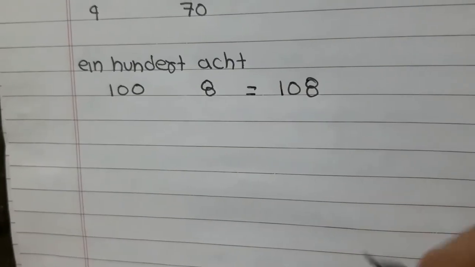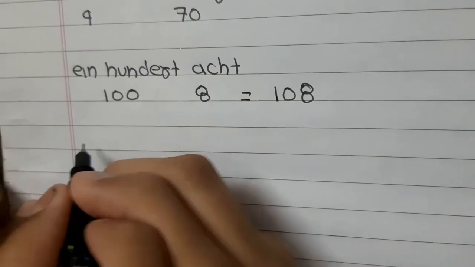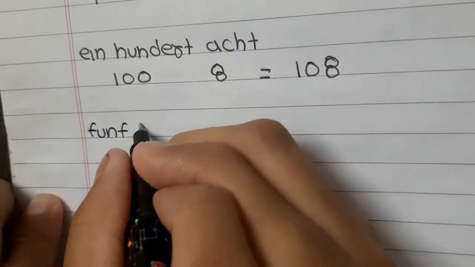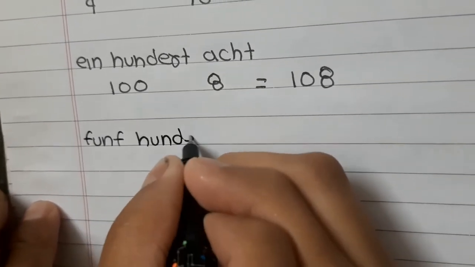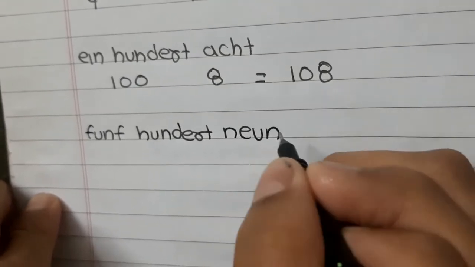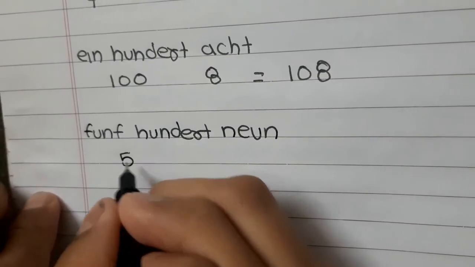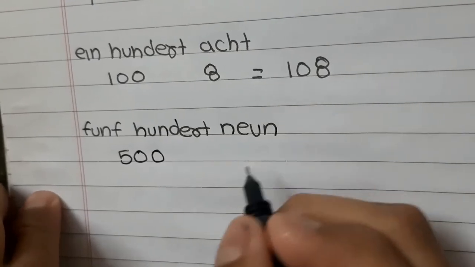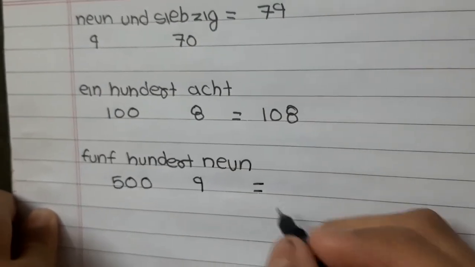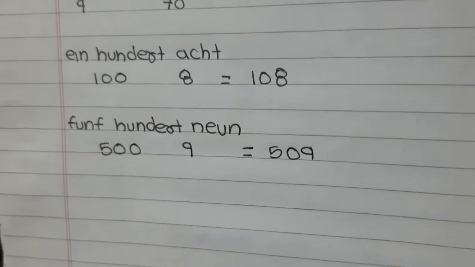Another German number is fünfhundertneun. Fünfhundert is 500. Neun means 9. 500 plus 9 is 509. This is so simple, right?